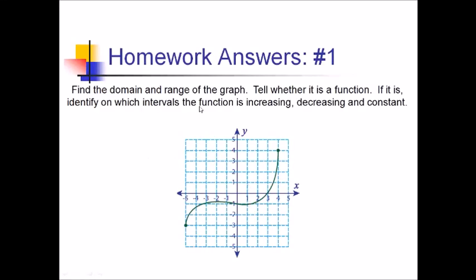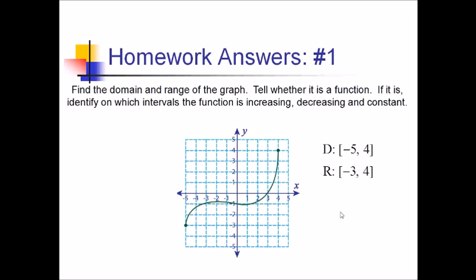To find the domain on number 1 here, we need to go from the left to the right. So we have -5 on the left, solid dot on 4 at the right. So that's going to be bracket -5, comma 4, bracket, because we have the function existing at those endpoints. For range, we're going from the bottom to the top, solid dots on both ends, so we've got bracket -3, comma 4 with a bracket.